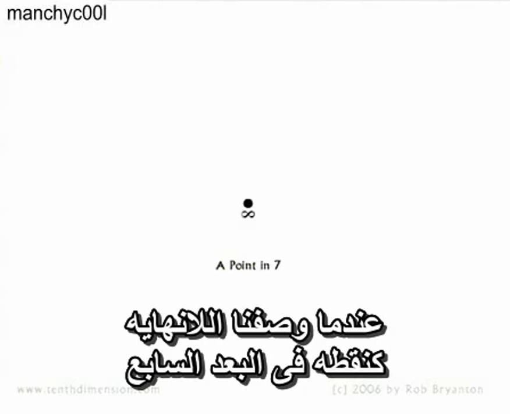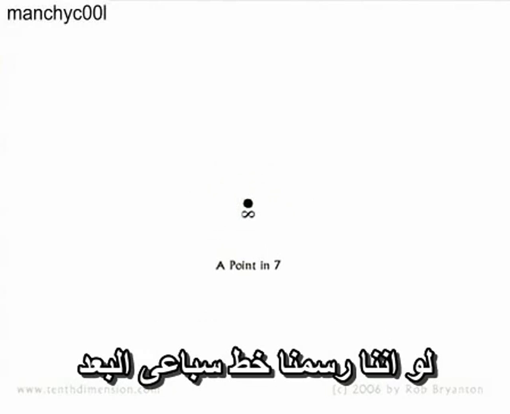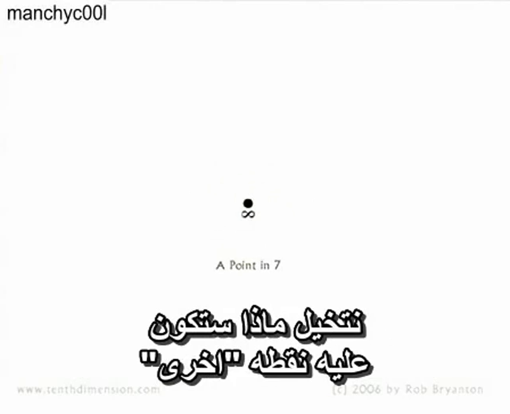When we describe infinity as being a point in the seventh dimension, we're only imagining part of the picture. If we're drawing a seventh-dimensional line, we need to be able to imagine what a different point in the seventh dimension is going to be, because that's what our line is going to be joined to. But how can there be anything more than infinity?